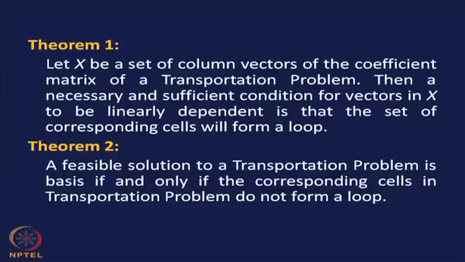A feasible solution to a transportation problem is a basis if and only if the corresponding cells in the transportation problem do not form a loop. So the allocations you have made to the transportation problem will form a basis only if there is no loop. For this reason, if there is a loop, then degeneracy will occur, and we will see how to handle it.